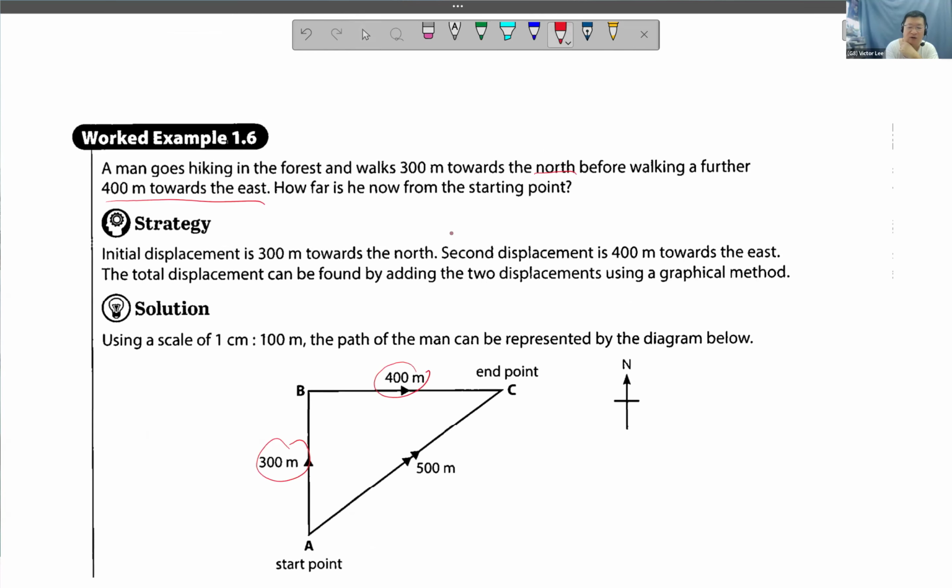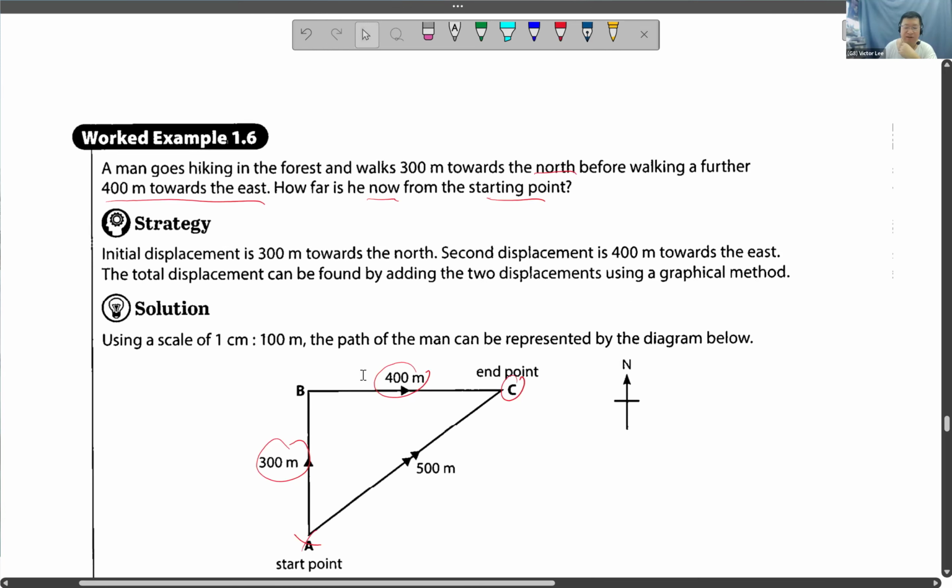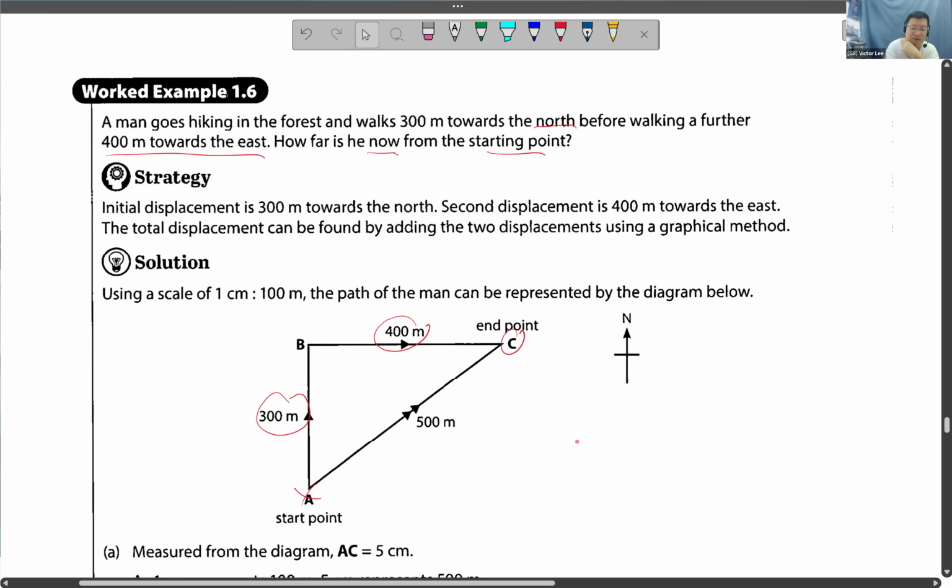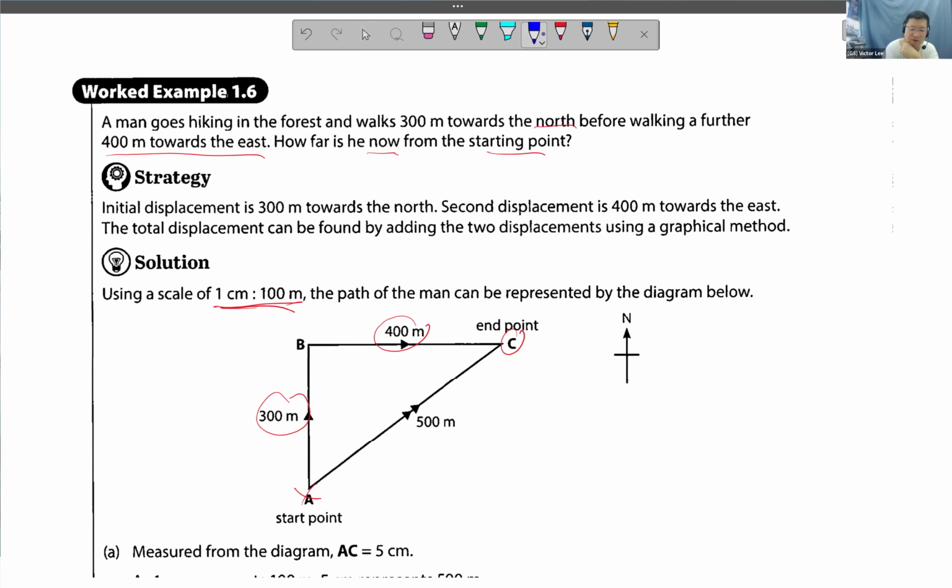How far is he now from the starting point? In other words, how far is he from the starting point? Now, because this is a vector, you can draw it out by scale. For example, I use 1 cm to represent 100 meters. So I will have 3 cm, right?